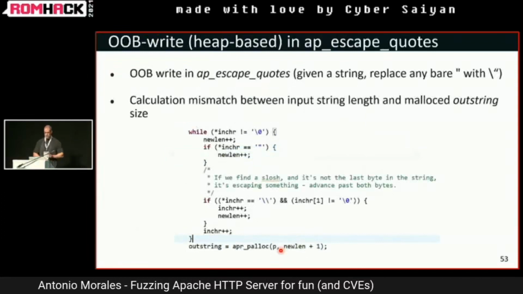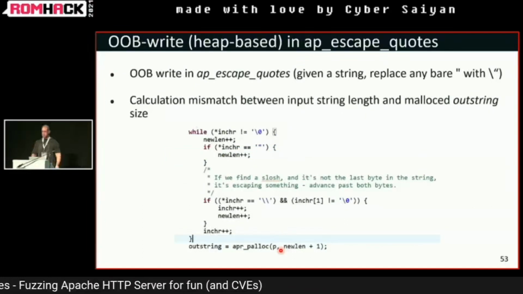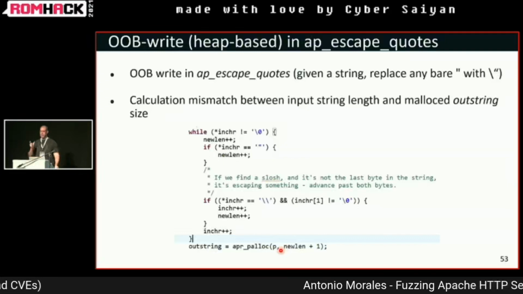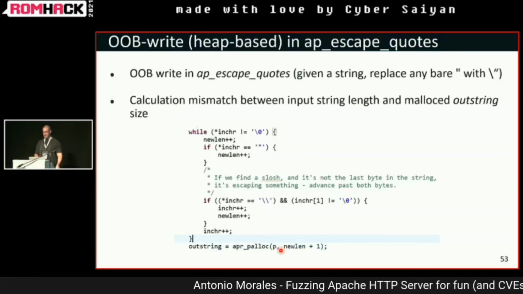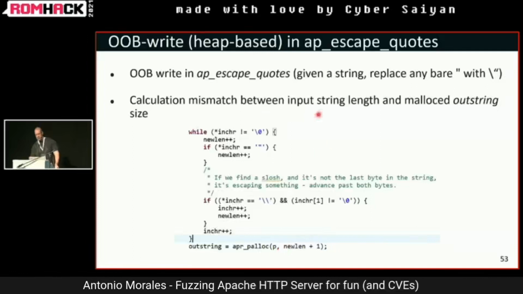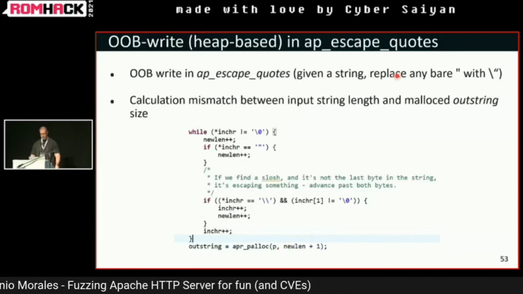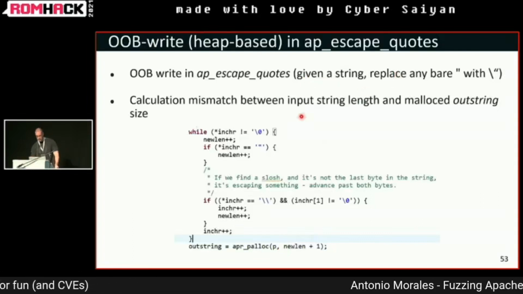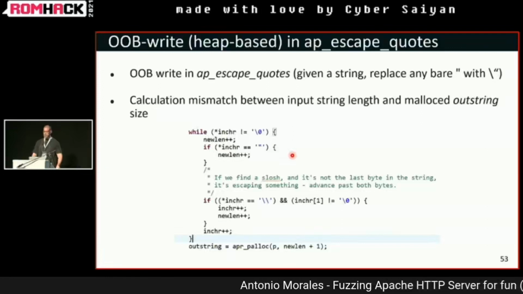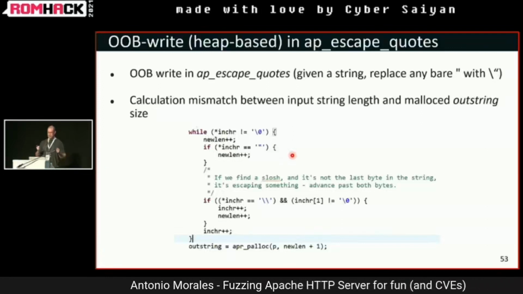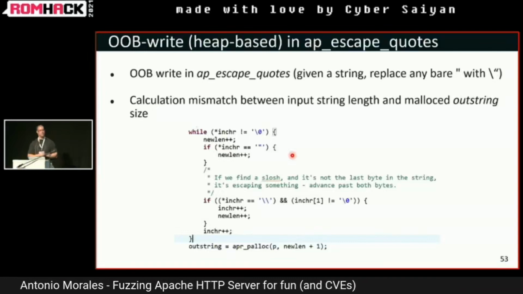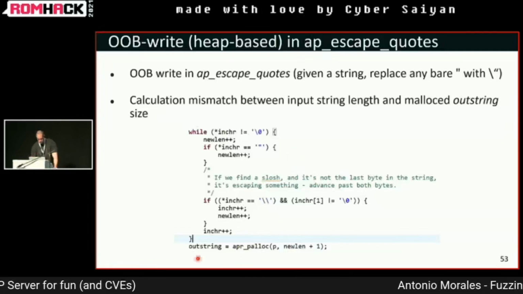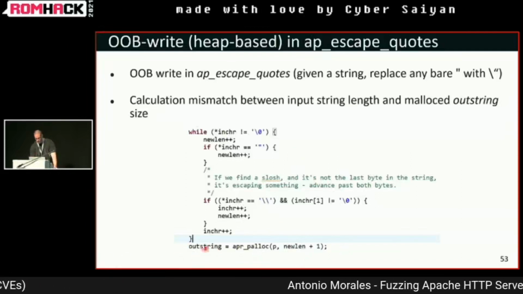Okay, another one. In this case, we have an out of bounds write in the heap. The off by one previously explained was in the stack, and this is in the heap, affecting the escape_quotes function. This function escapes any quotes in the given string. The origin of this bug is a calculation mismatch between the length of the input string and the size of the allocated outstream buffer. Here you can see the allocation for the outstream buffer.